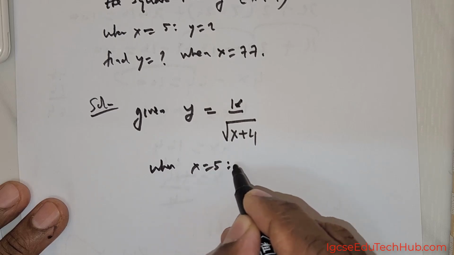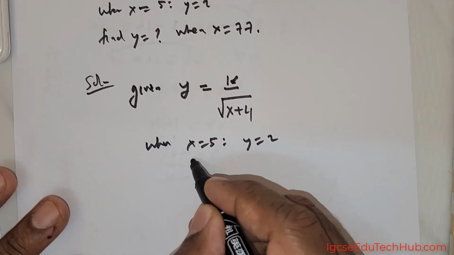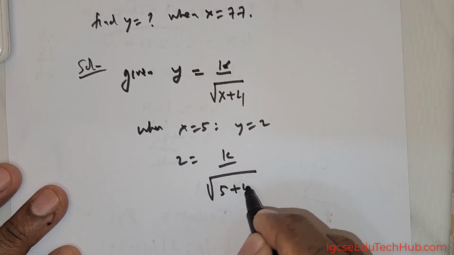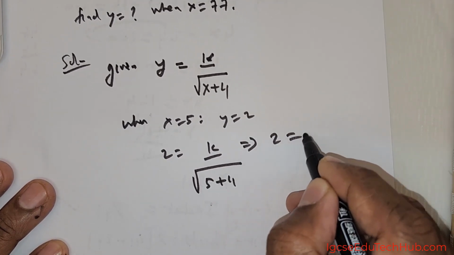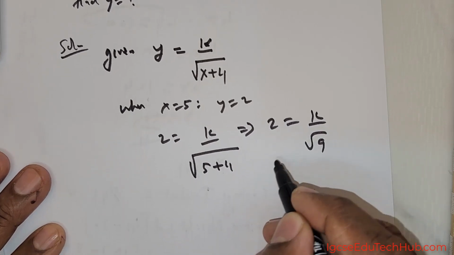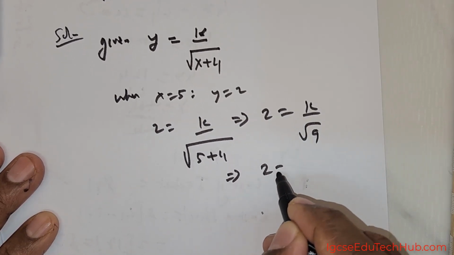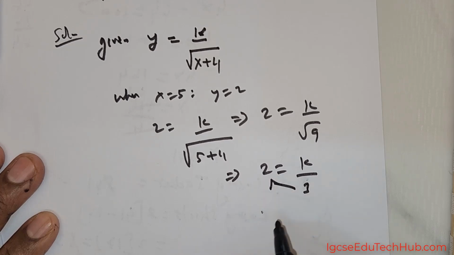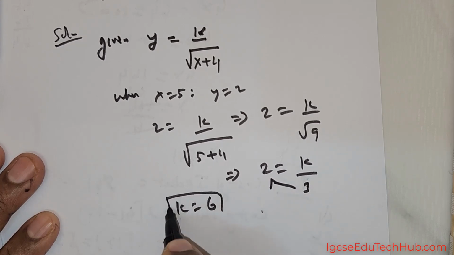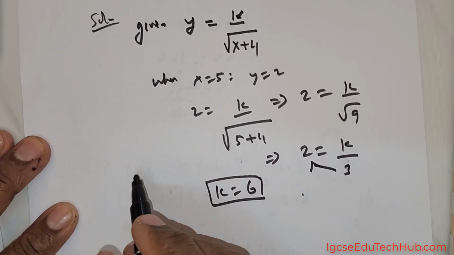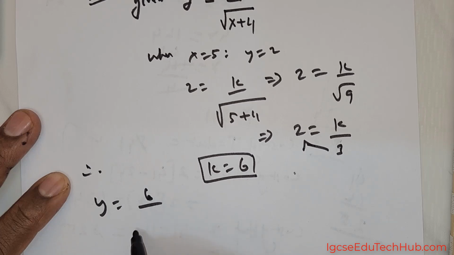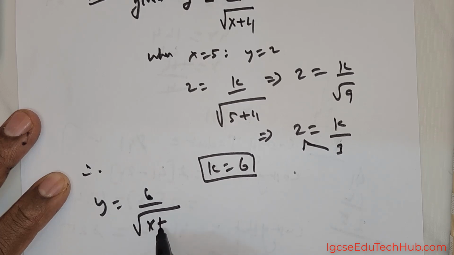Now when x is equal to 5, y is equal to 2. Substitute that value. So 2 is equal to k over root of 5 positive 4, which means 2 is equal to k over root of 9. This in turn would mean 2 is equal to k over 3. So 2 times 3, so k is equal to 6. So therefore we got y is equal to 6 over root of x positive 4.